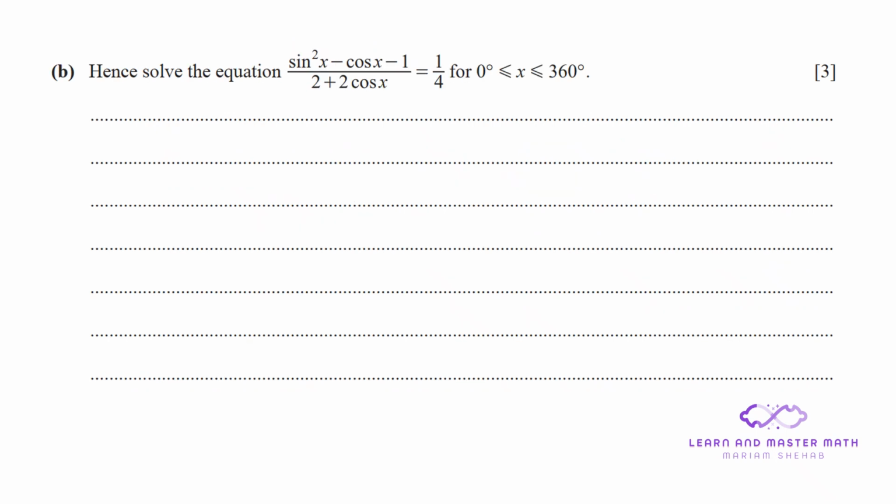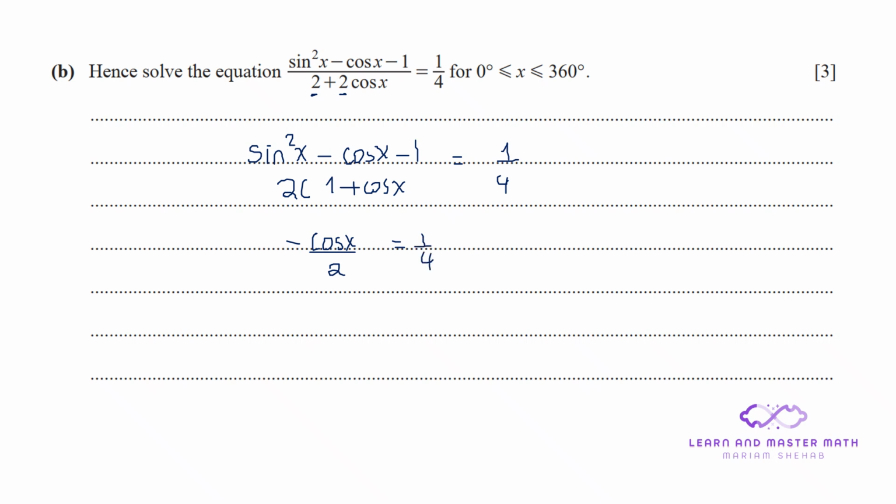Part B, solve the equation (sine squared x minus cosine x minus 1) over (2 plus 2 cosine x) is equal to a quarter. Notice this is the same expression as in part A, but we have a 2 common factor down, which is equal to (sine squared x minus cosine x minus 1) over 2 common factor into (1 plus cosine x). This is equal to a quarter. If you substitute this by f of x, this is the same as minus cosine x as we proved before, over 2 is equal to a quarter.